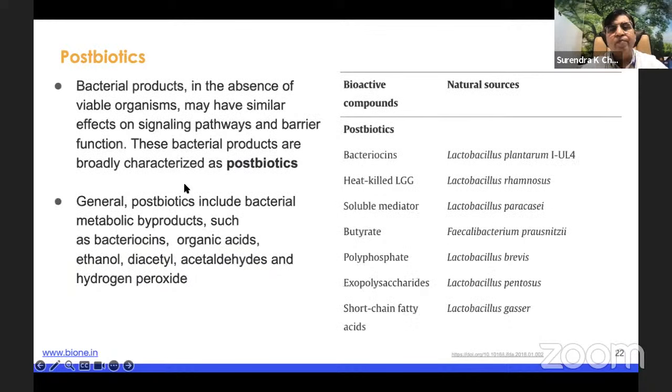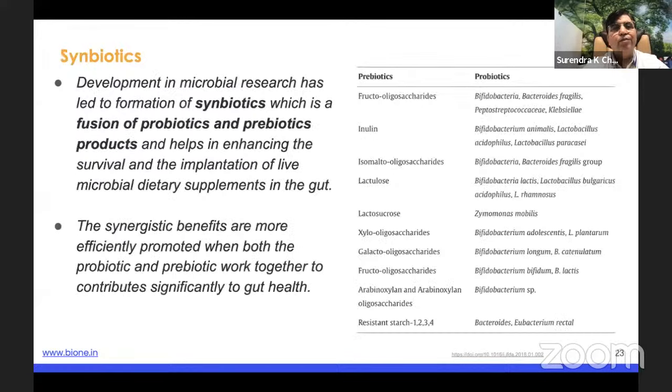growth of the bacteria. As we discussed, the postbiotic is a bacterial product, which is not a viable organism, and they play a very important role in the growth of healthy microbes in the human gut. Generally, the postbiotic includes bacterial metabolic products such as bacteriocin, organic acid, ethanol, diacetyl, acetaldehyde, and different molecules. And there are different natural sources of strains which produce different biomolecules that have been used as postbiotics in combination.